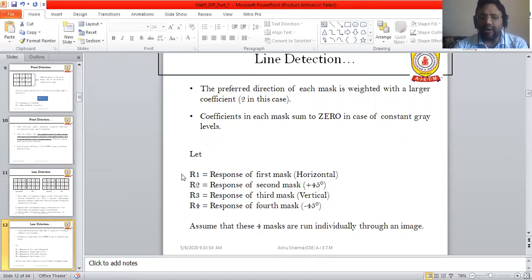Let we have R1, R2, R3, R4. These 4 masks are there. Response of first mask will be horizontal. Response of second mask, which is anti-clockwise +45 degree. Response of third mask, which is vertical, and response of fourth mask, which is clockwise and -45 degree. So assume that these 4 masks are run individually through an image.